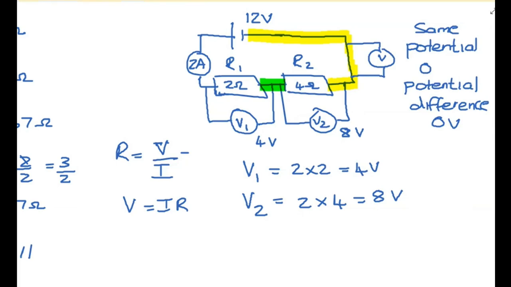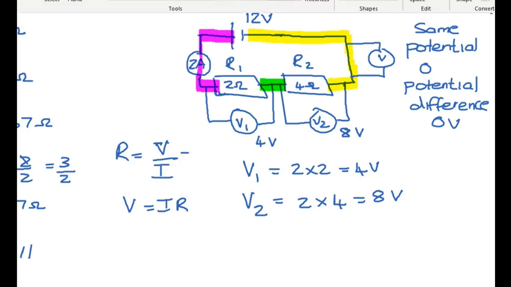So that means that V2 is reading the difference in energy between green and yellow, which means it's reading the difference in energy, the amount of work that was done to push these charges through that little resistor. So if then the charges have gone through R2, they are now going to go through R1 and give away their energy. So if I look now at V1, it is reading the potential difference across pink and green.